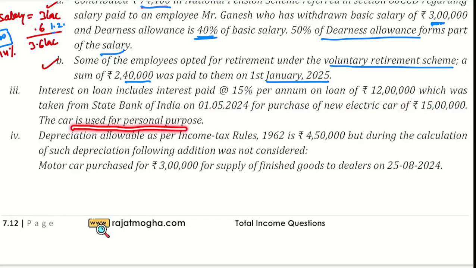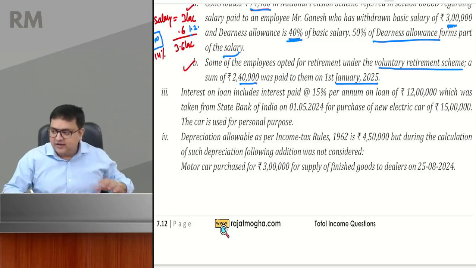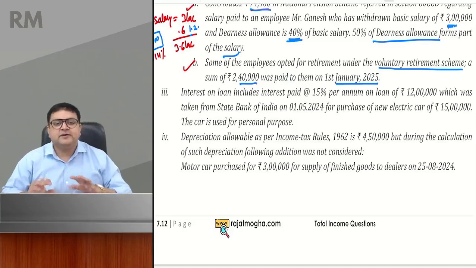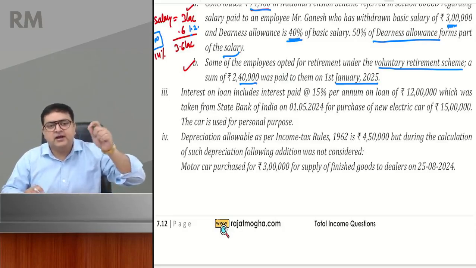The car is used for personal purpose. It means that it's a personal expense. So please don't allow it. And it is included in interest on loan.